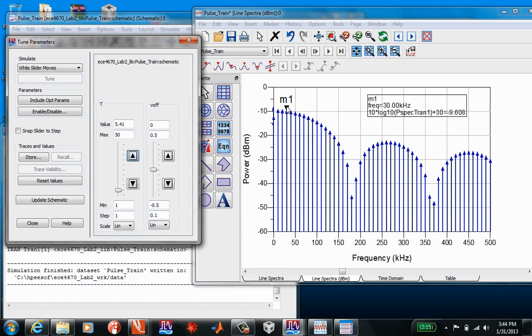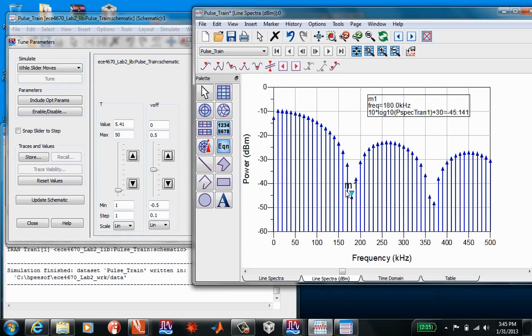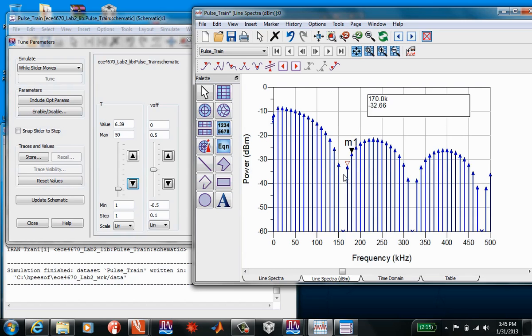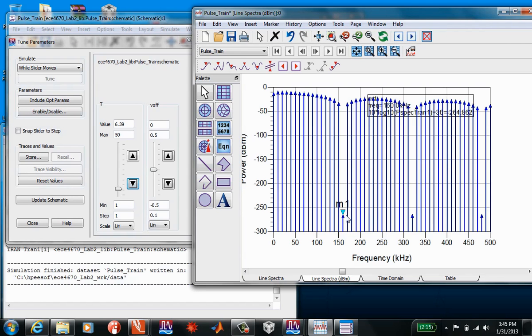And I can go move my marker out here and take a look. My fundamental was at 10 kilohertz, so what harmonic am I sitting on? The 18th harmonic, right? And if I could smooth my slider better, I could probably get that null to go just about to 0, but I don't really. There. There's a good setting.